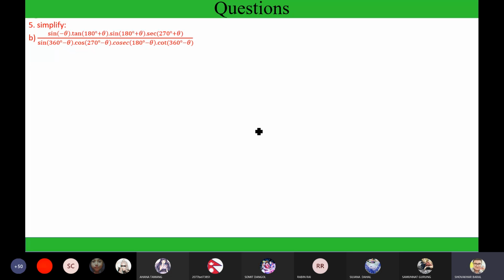Sin minus theta tan 180 degree plus theta sin 180 plus theta sec 270 plus theta, upon sin 360 degree minus theta cos 270 degree minus theta cosec 180 degree minus theta times cot 360 degree minus theta. So this is almost similar to the earlier question. The only thing is there are a larger number of ratios here. You have to remember all the formulas correctly. The only difference is the simplification that you have to do here. So let's do it again.